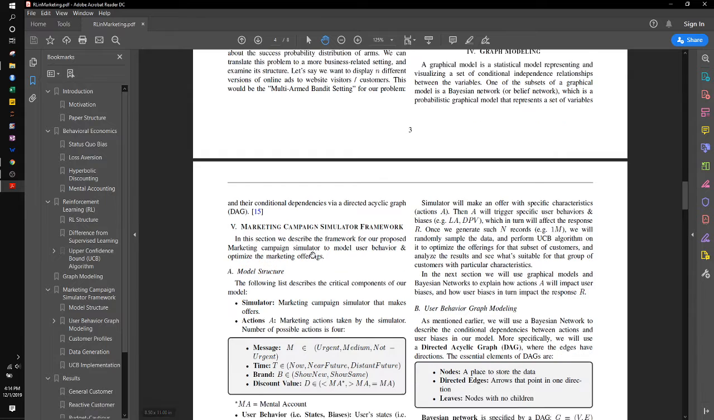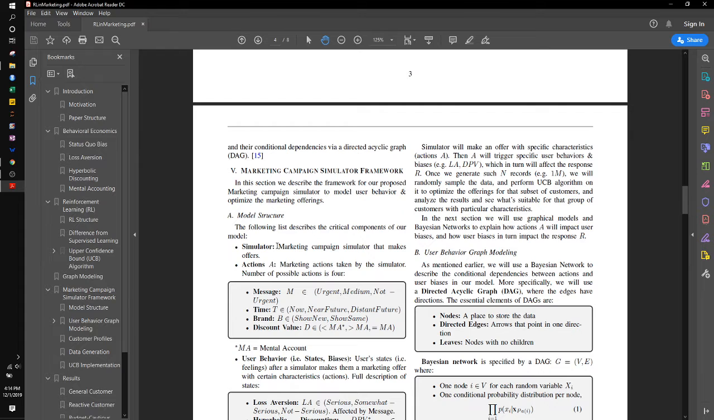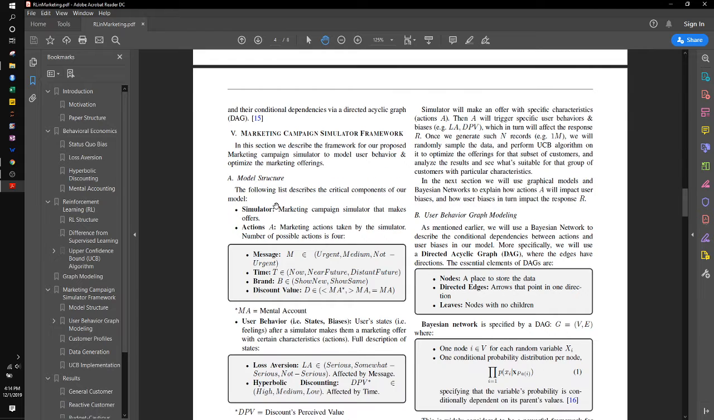And then finally here we actually go into detail about how our simulator operates. Let me give you a little overview. The simulator is a marketing campaign simulator that makes offers to people. The actions are marketing actions taken by the simulator. We have 11 actions, and the possible action families are 4, so the 11 actions can fall into one of the 4 categories: message, time, brand, and discount value.